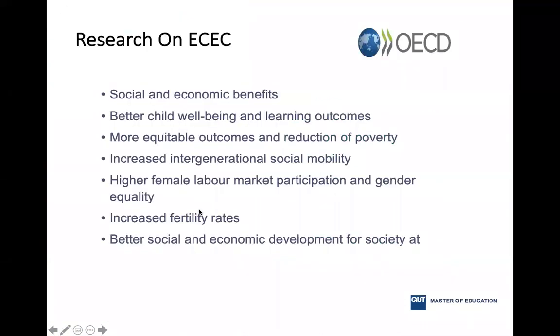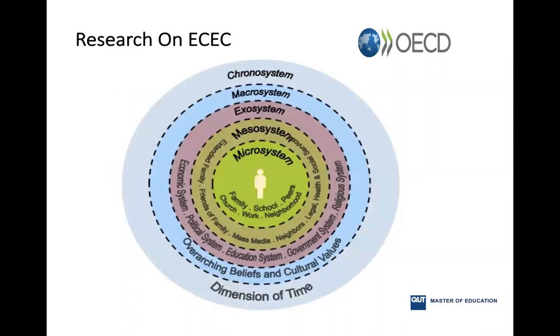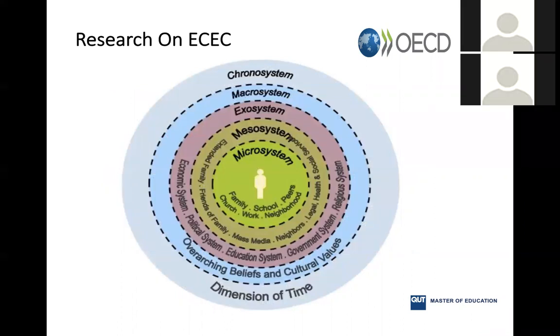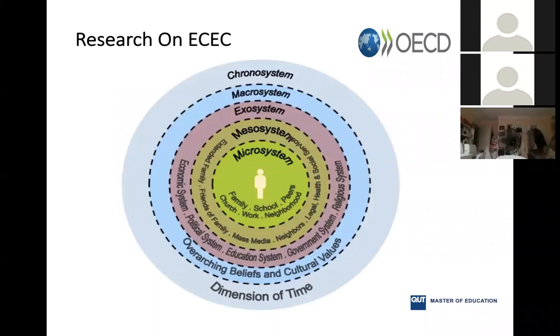A growing body of research has recognised that early childhood education and care, birth through to 8 years of age, year 3 in Australia, brings a wide range of benefits, including those that I have outlined on the slide. I'll give you a moment to read through those. Building on Urie Bronfenbrenner's ecological systems theory as a reference frame, these benefits extend across society, families, and the individual child.